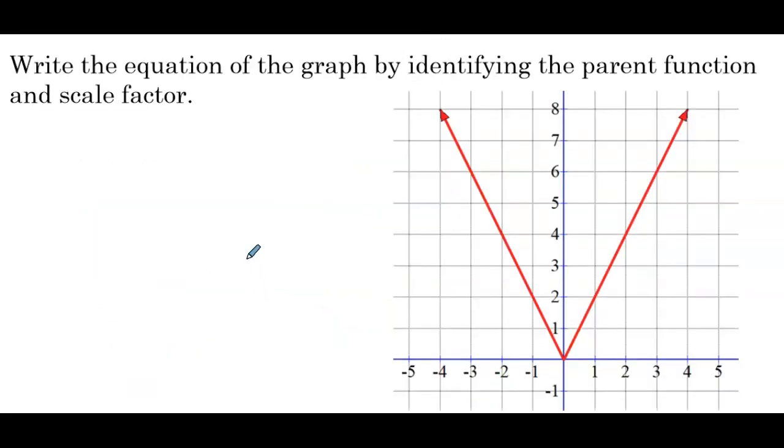Okay, so write the equation of the graph by identifying the parent function and scale factor. Okay, so the parent function here, we have that V-shaped graph, so it's the absolute value of x.